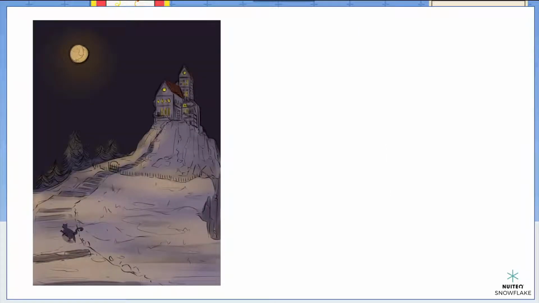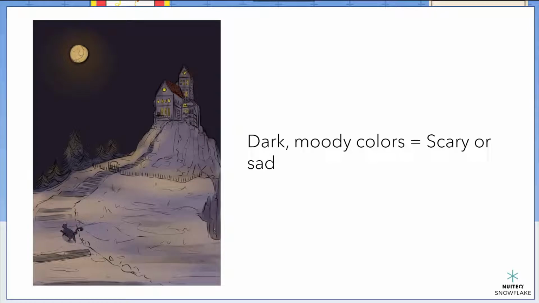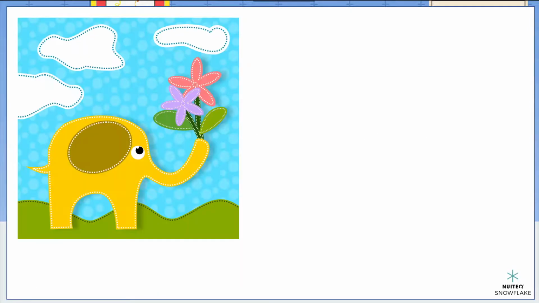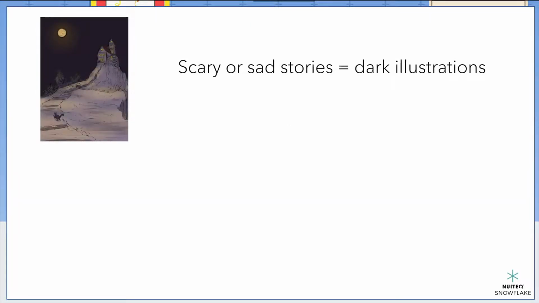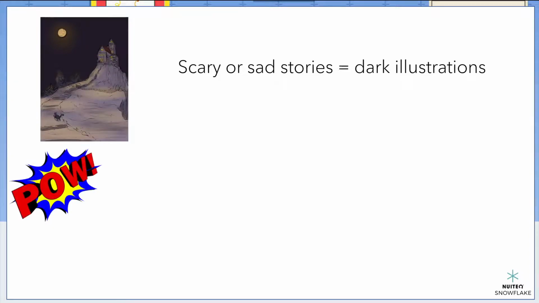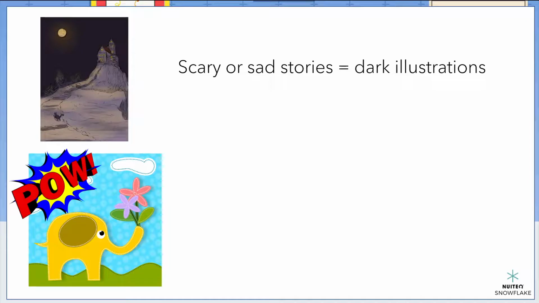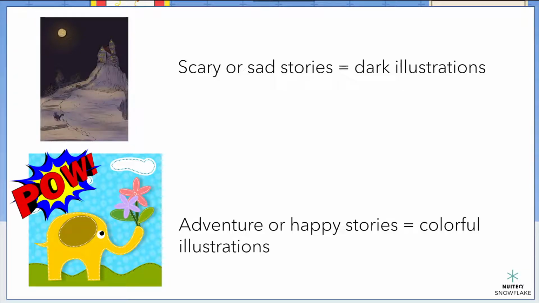The illustrations can also create a certain mood, by using different colors. If the illustrations are dark, we may think they are a little scary. If they are very colorful, we might think that they are exciting, and make us feel happy. These illustrations usually match the tone of the text. So, a scary story, or a sad story, probably wouldn't have colorful illustrations, but rather dark ones. An adventure story, or a happy story, would probably have brighter, more colorful illustrations.